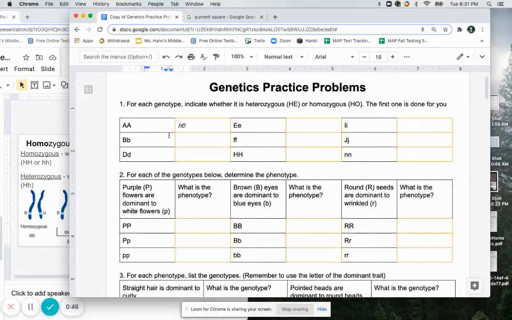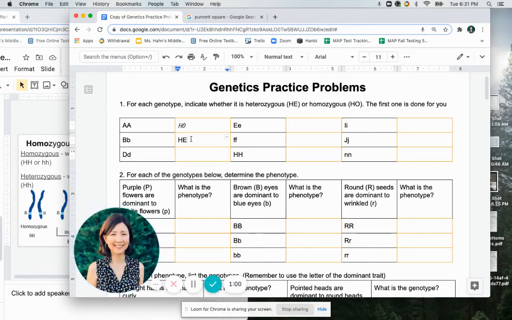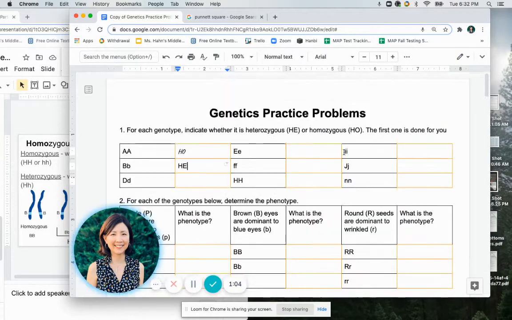So here, I did the first one. I put HO for homozygous. And then this one is, obviously they're not the same. One is dominant, one is recessive. So this I would put HE for heterozygous. And then you'll just do the rest of them the same way.